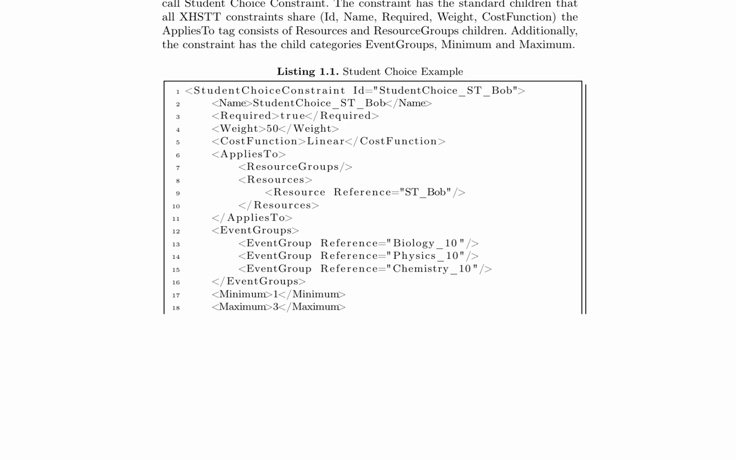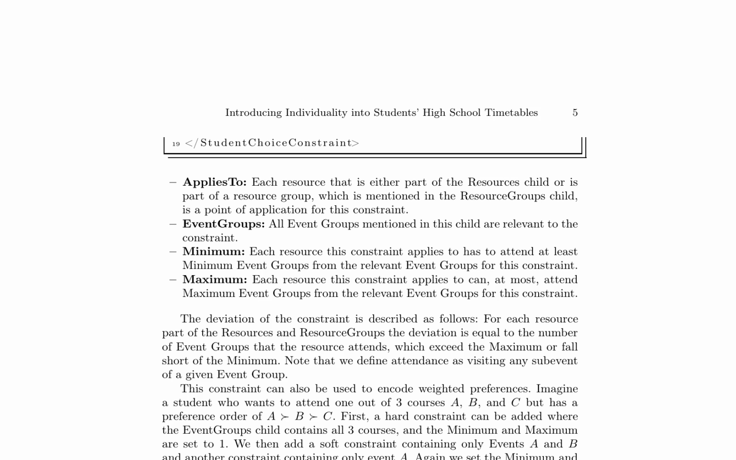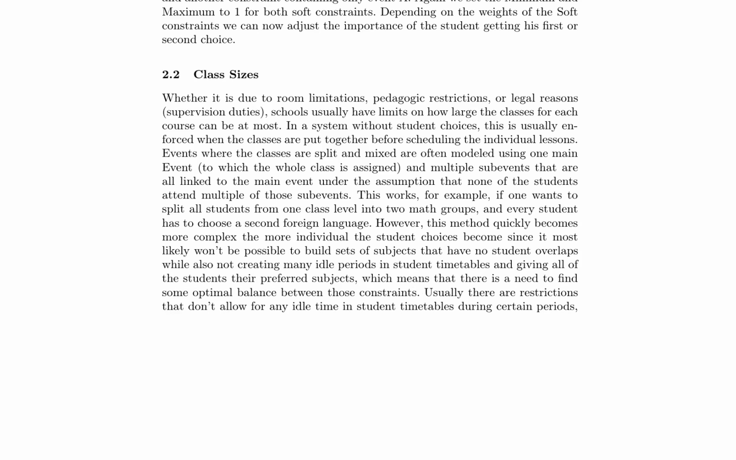The research introduces novel constraints to model individual student preferences in high school timetables. The student choice constraint ensures each resource attends a specified number of event groups, allowing for weighted preferences. Class sizes are dynamically managed by modeling 3 resource types: teachers, rooms, and individual students. The XHSTT format is used to model these restrictions, including times, resources, events, and constraints.